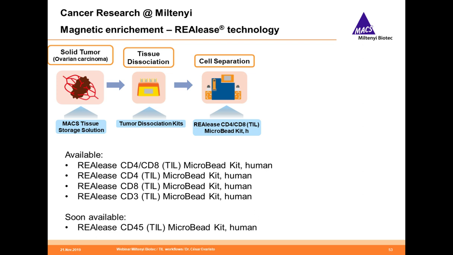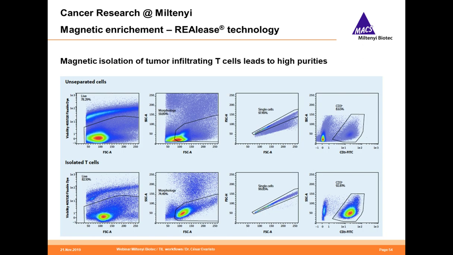We isolated T cells from our dissociated ovarian carcinoma sample using REAlease CD4/CD8 TIL microbead kit. In addition to this, we also have available REAlease CD4, CD8, and CD3 microbead kits for tumor T cells. And we will soon also have the REAlease CD45 TIL microbead kit available.